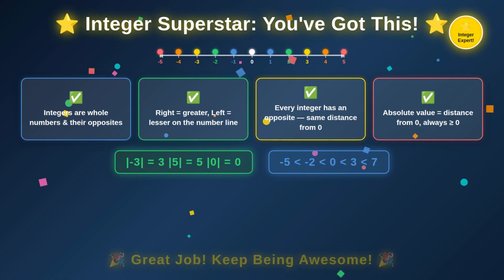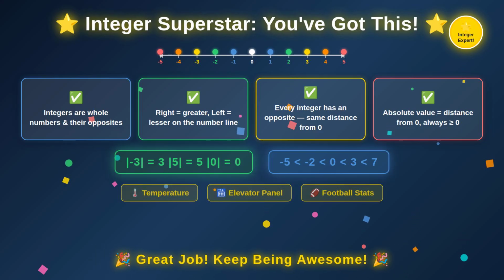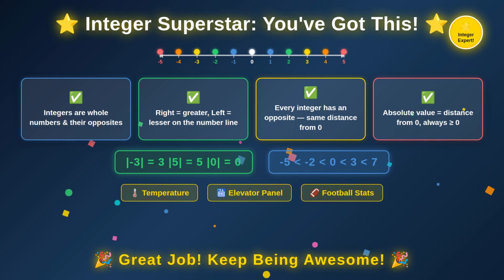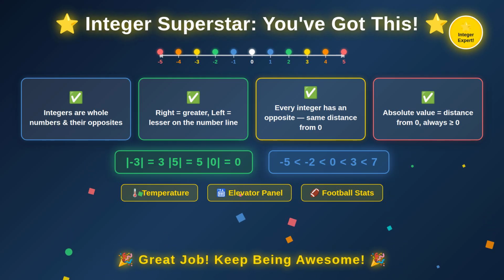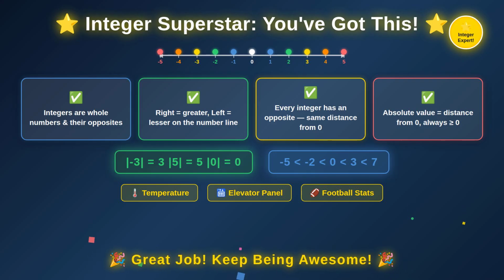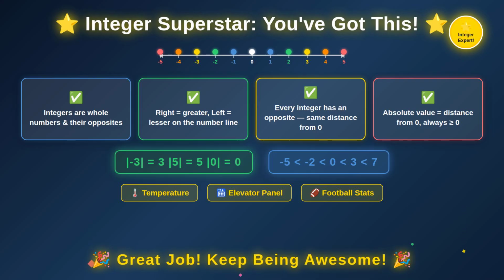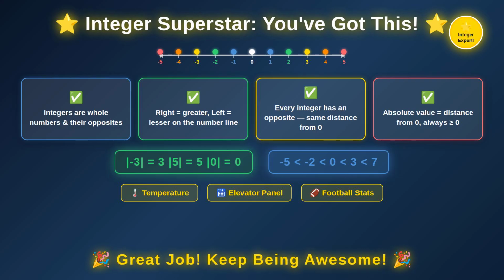Today you learned that integers are all whole numbers and their opposites. You mastered the number line. Right means greater, left means lesser. You discovered that every integer has an opposite that's the same distance from 0. And you learned that absolute value measures distance, so it's always positive or 0. Practice plotting integers, comparing them, and finding absolute values. Try using integers at home. Check the temperature, look at an elevator panel, or watch football.